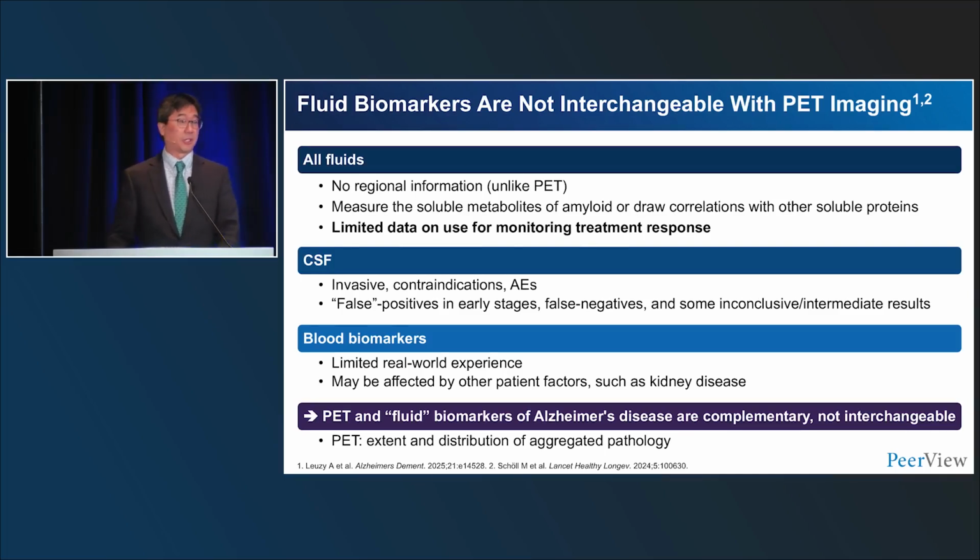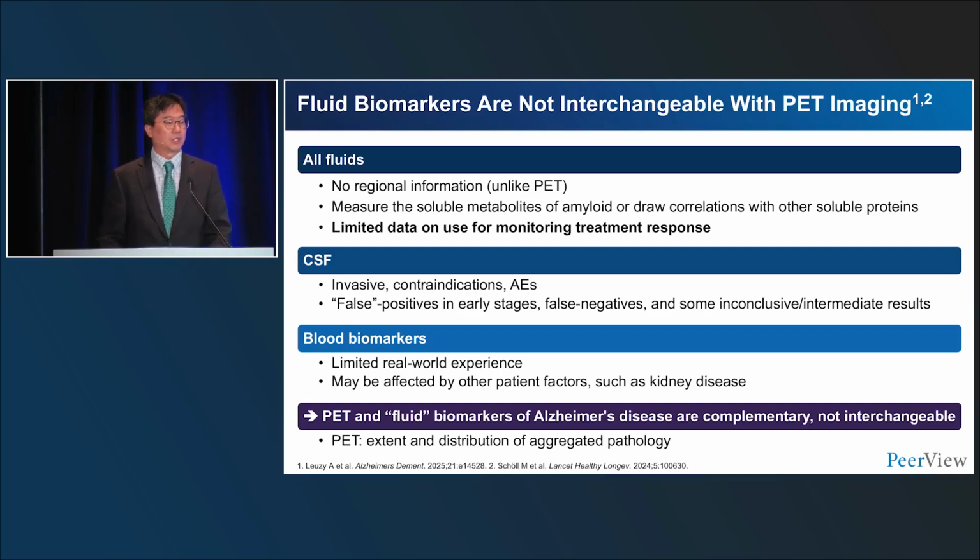Fluid biomarkers are here to stay. They're very commonly performed in the evaluation of patients when they're being evaluated for potential Alzheimer's disease, but they're not interchangeable with PET imaging. We're here at RSNA, so we don't have to point out the fact that there's no regional information from serum or CSF. You just get a number. You have no regional information, unlike PET.